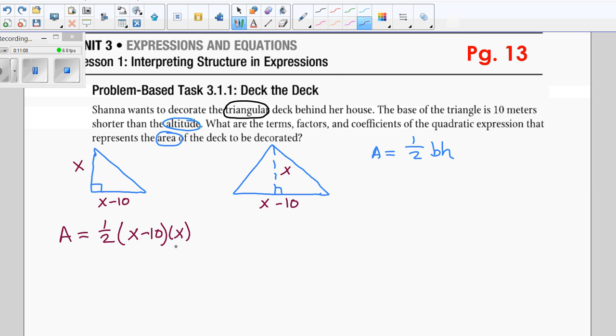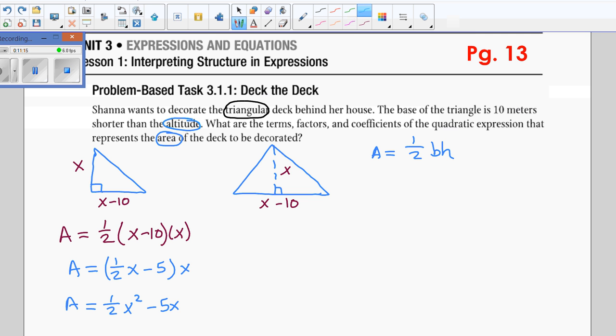Height's the same thing as the altitude. Alright, so why don't you see if you can pause this, see if you get an answer for this. Alright, so here's what you get when you simplify your expression. So I first did 1/2 times x minus 10, and I got this answer right here. And then I distributed this x to 1/2 x and got 1/2 x squared, and then x times -5 and got minus 5x. So this is my simplified expression.